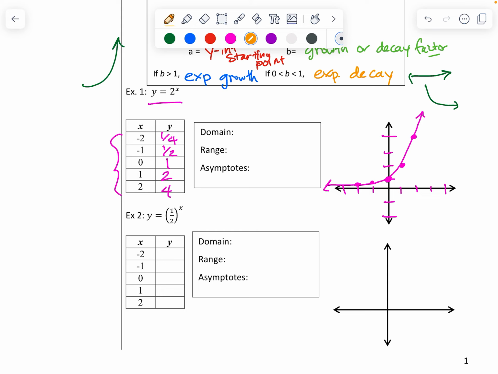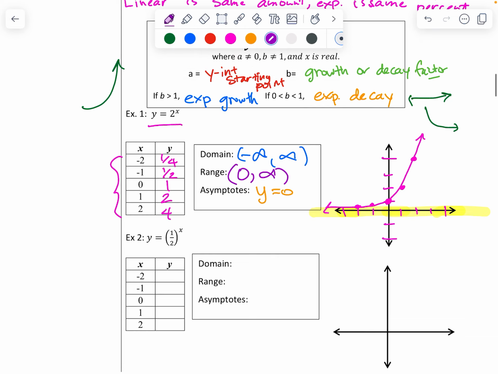So in other words, as you might be thinking, we do have an asymptote, okay? Our asymptote is at y equals 0. The domain is from negative infinity to positive infinity. And the range, it will never hit 0. So it will be from 0 to infinity, but it will never hit 0. There's no number you could plug in for x that would land us at the 0. So that's going to be our asymptote.